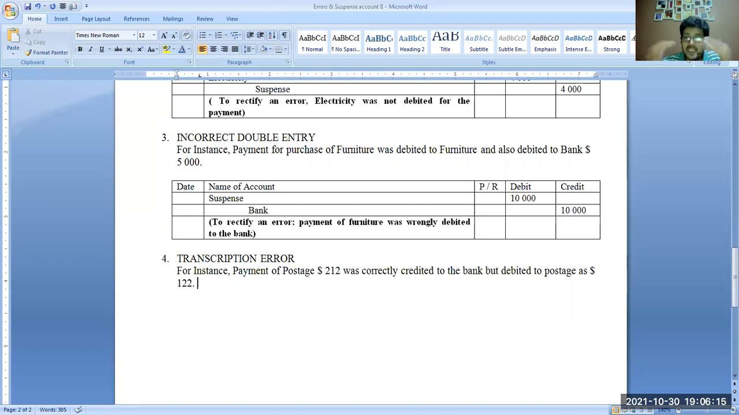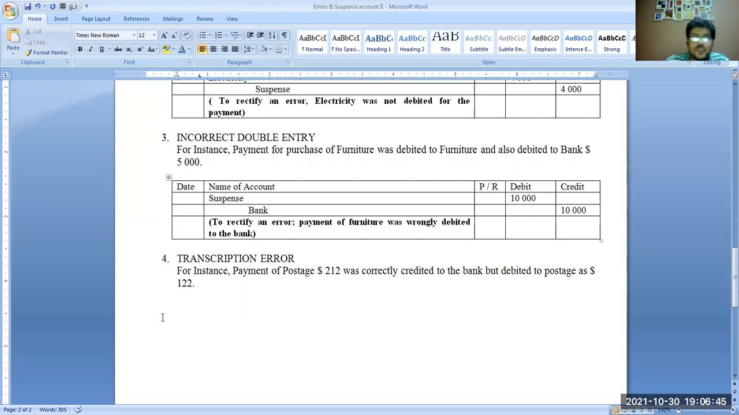But in errors not affecting trial balance, a transcription or transposition error is on both sides, debit and credit. But here, the transposition or transcription error is only one-sided. It means the credit is correct. The bank side was credited by 212 correctly. But the debit to postage account is 122.